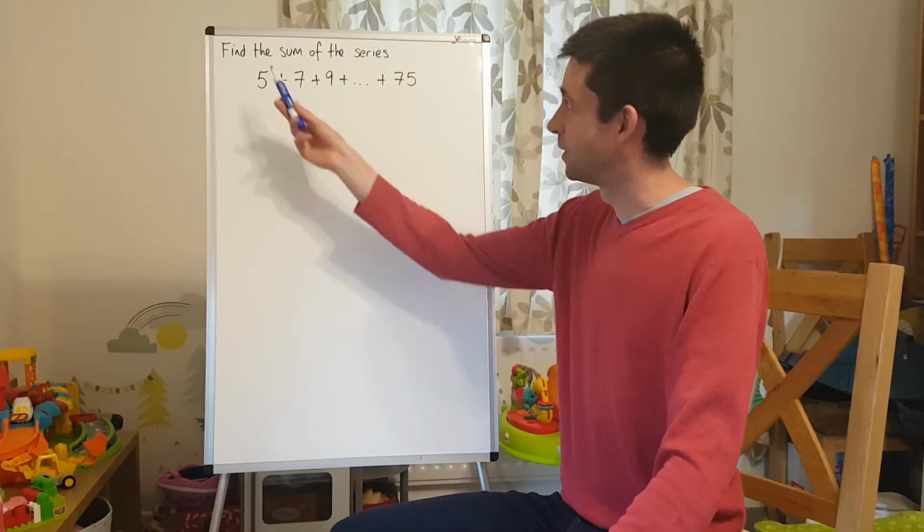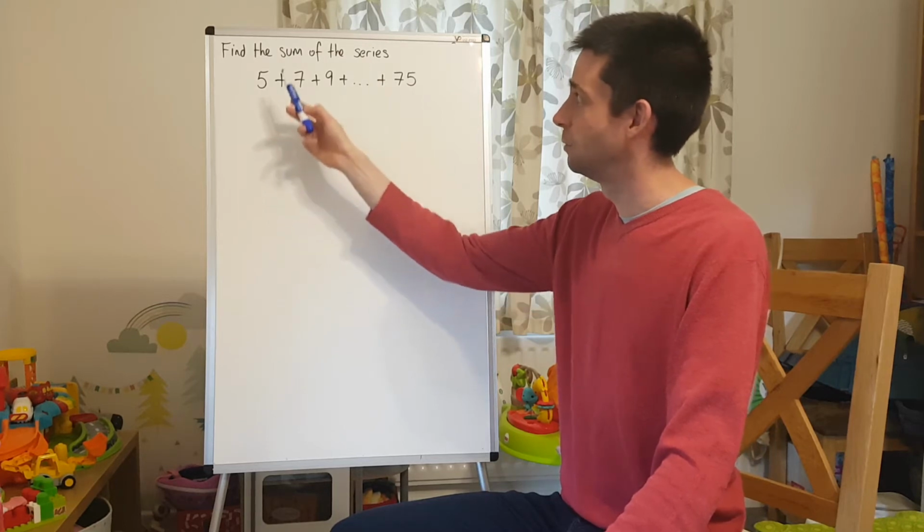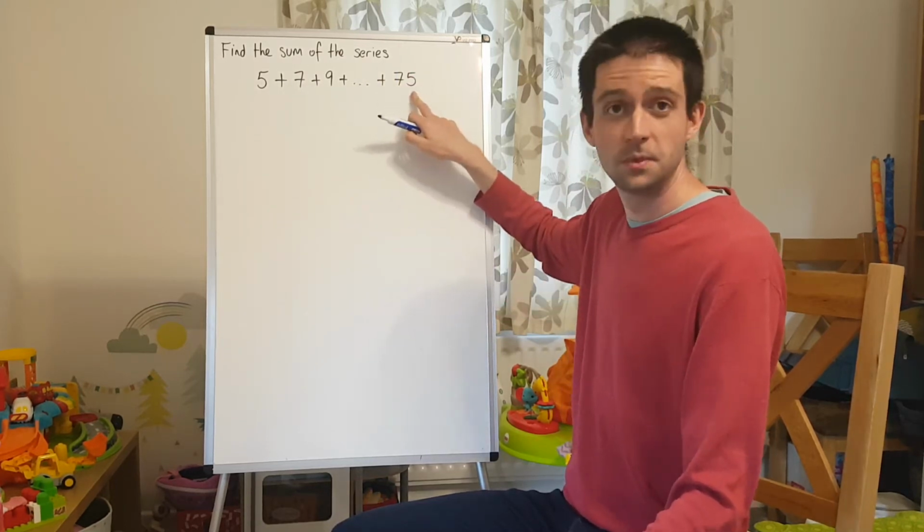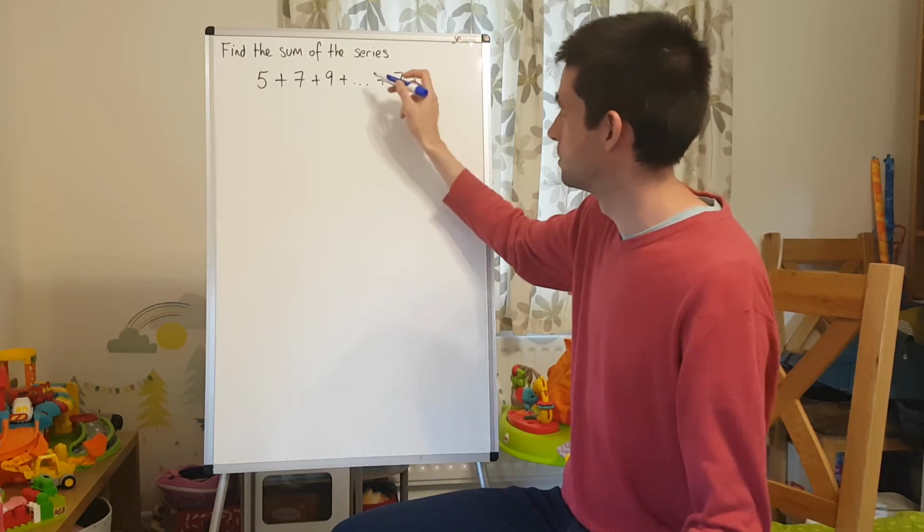This is part 2 of the lesson on arithmetic progressions. Here we're looking at finding the sum of the series 5 plus 7 plus 9 plus up to 75. That's where the series stops.